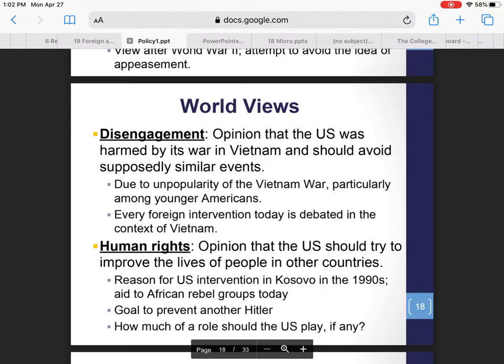And the goal there is to prevent another Hitler. We don't want it to ever get that far, where you have somebody who's able to get so much power built up over time. We want to kind of stop that before we get there. So the United States kind of plays that human rights role today.